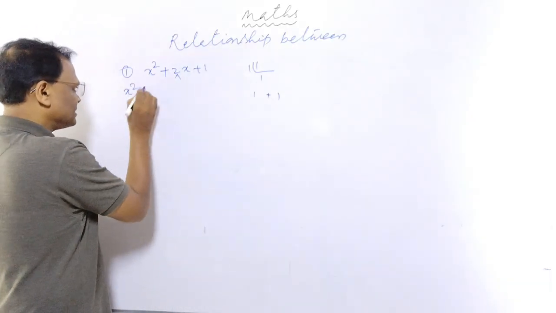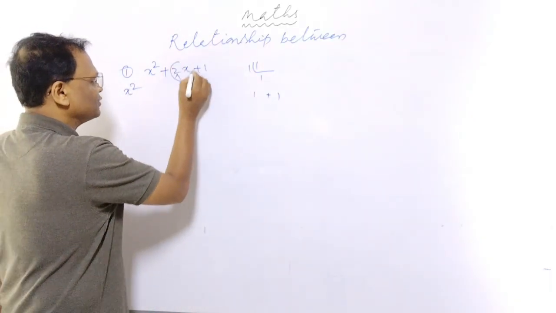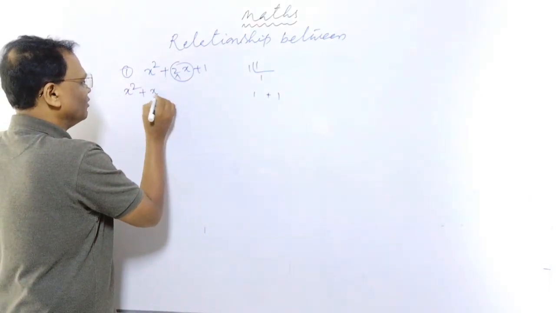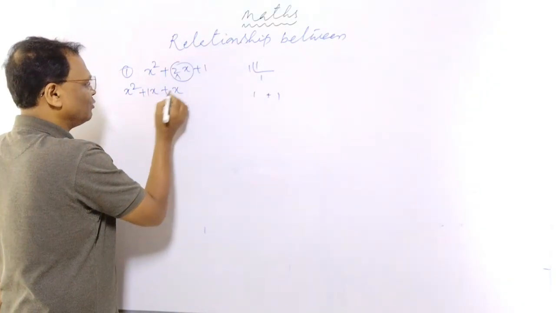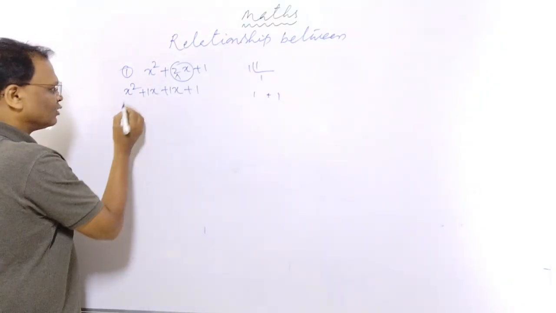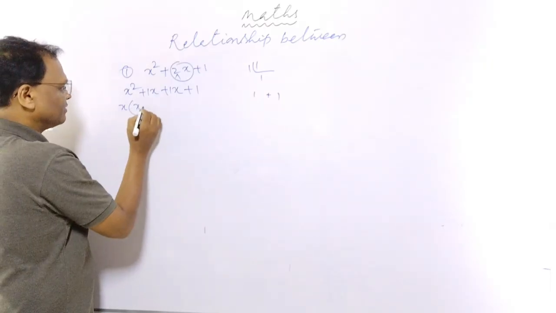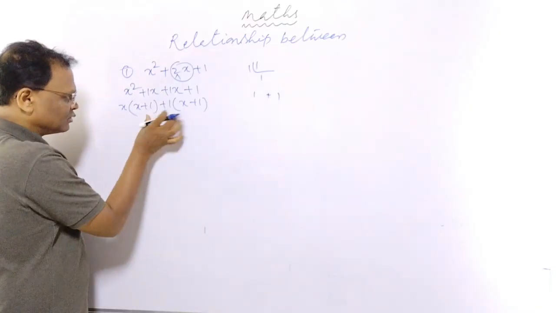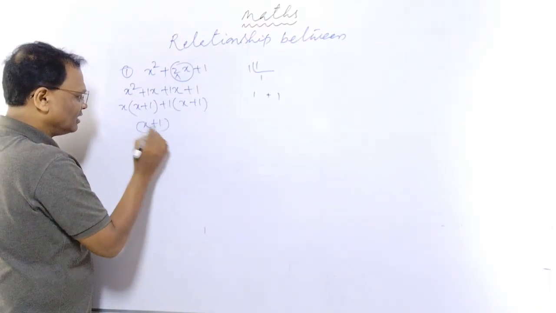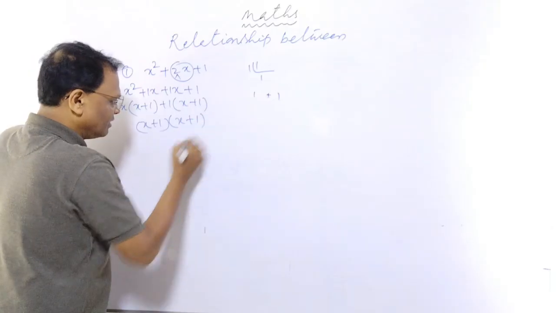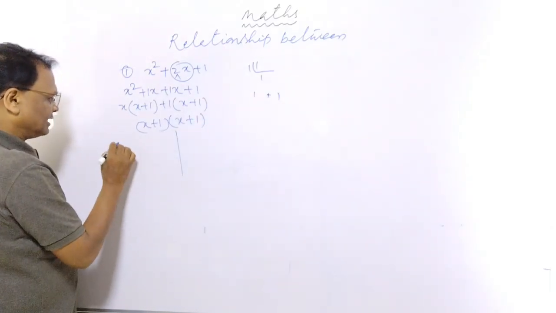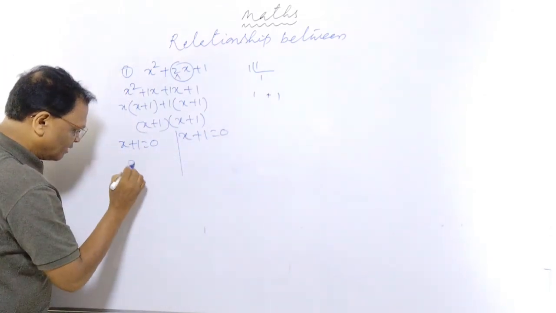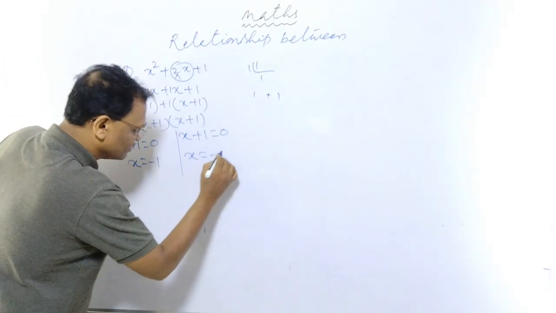So write x square, and instead of the middle term I split 1 plus 1, meaning 1x plus 1x, plus 1. Take the common: x into x plus 1, plus 1 into x plus 1. These two are common, so take x plus 1 and x plus 1. To find the zeros, take x plus 1 equals 0, again x plus 1 equals 0, so x equals minus 1, x equals minus 1.